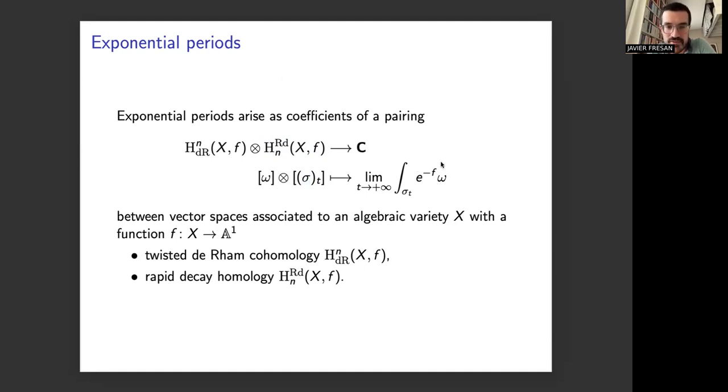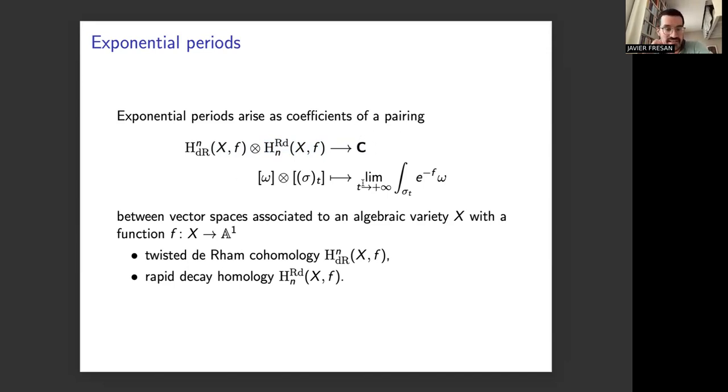And there's a question. Yes, the notion of rapid decay cycle depends on the function. So actually what we define is this space. Given the variety and the function, this will be unbounded cycles on the complex points of the variety, and the directions where they go to infinity depend on the function. And again, this is a perfect pairing.